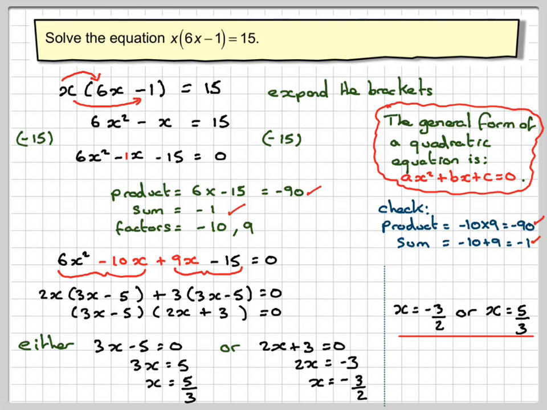So this has been a video where we formed the quadratic equation from the original equation and then solved it by factorisation. It's slightly more difficult because the number in front of x squared is not 1. In this case, it was 6.